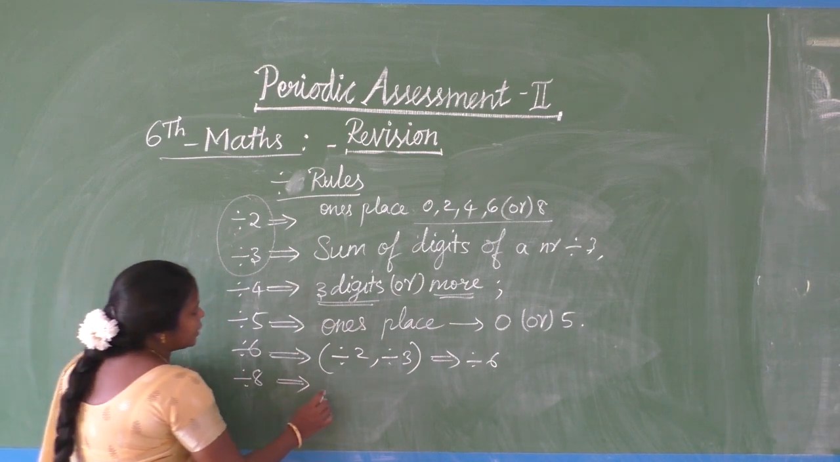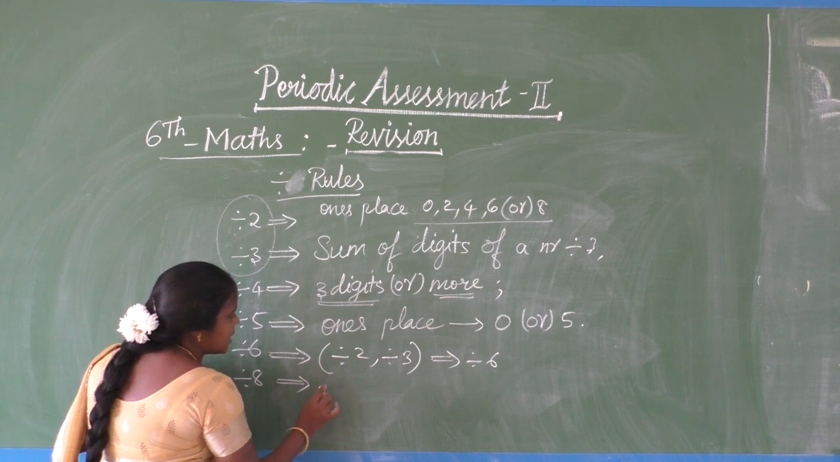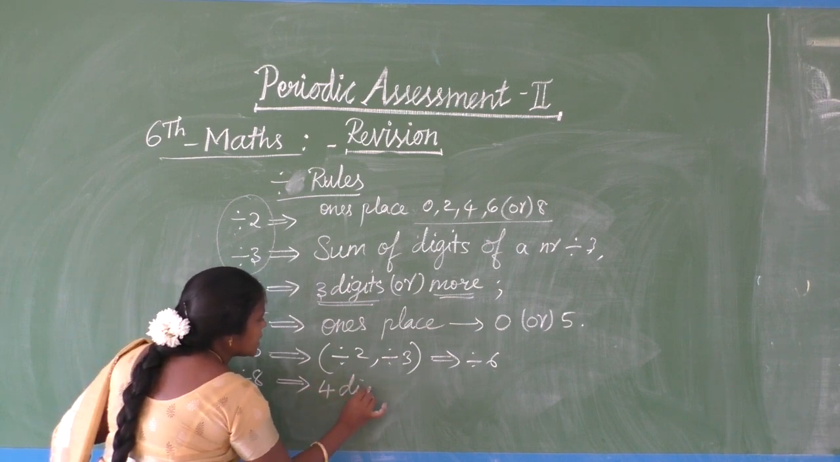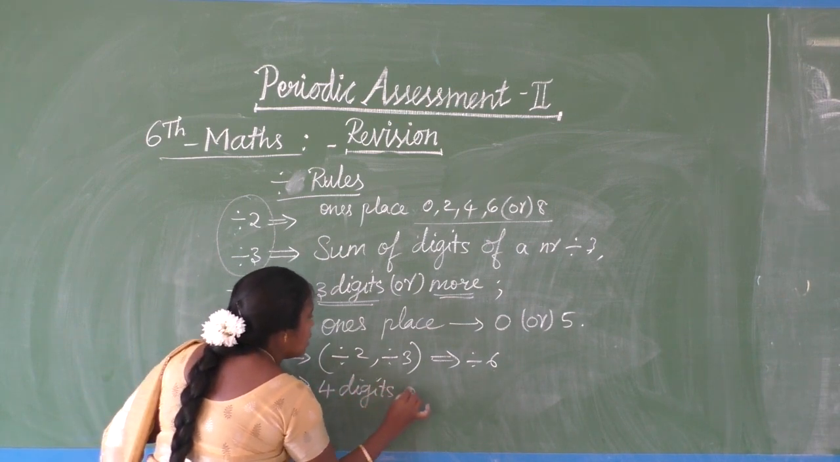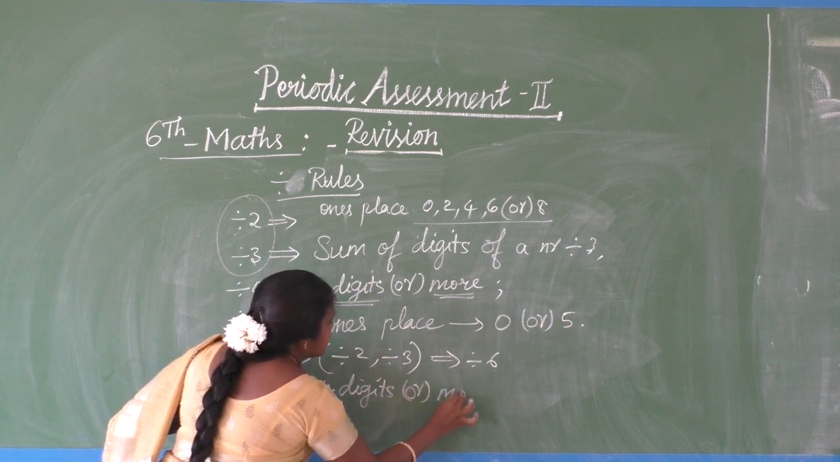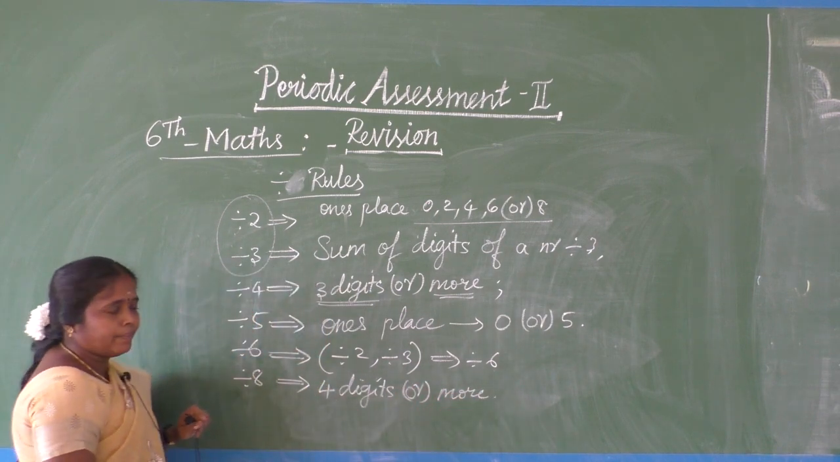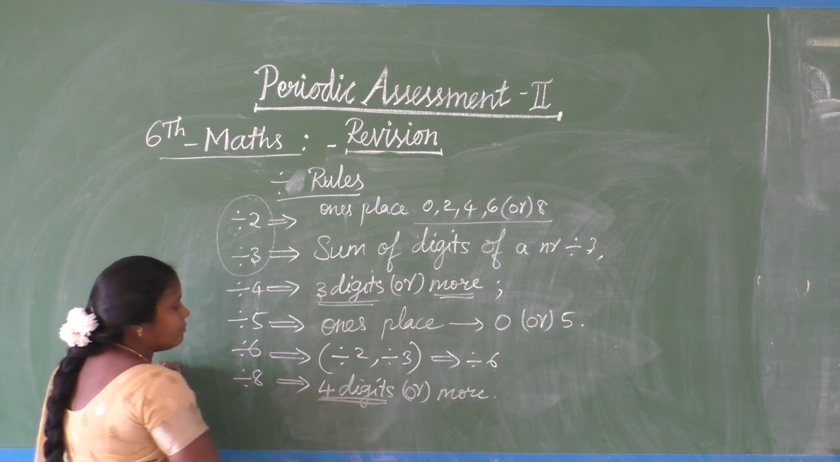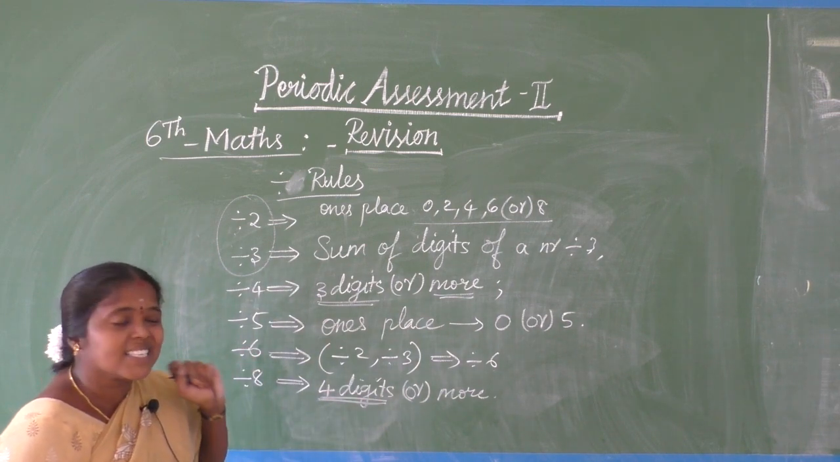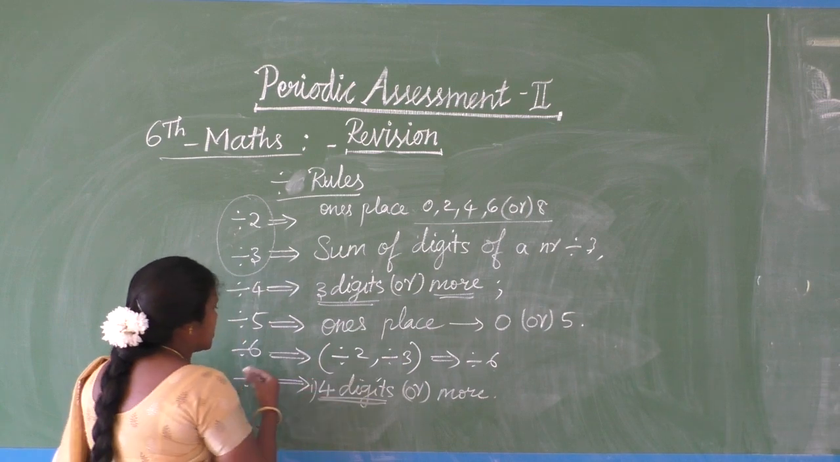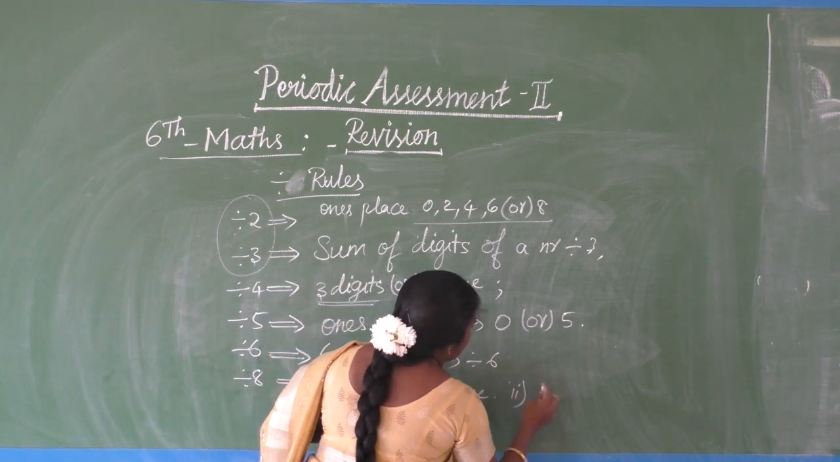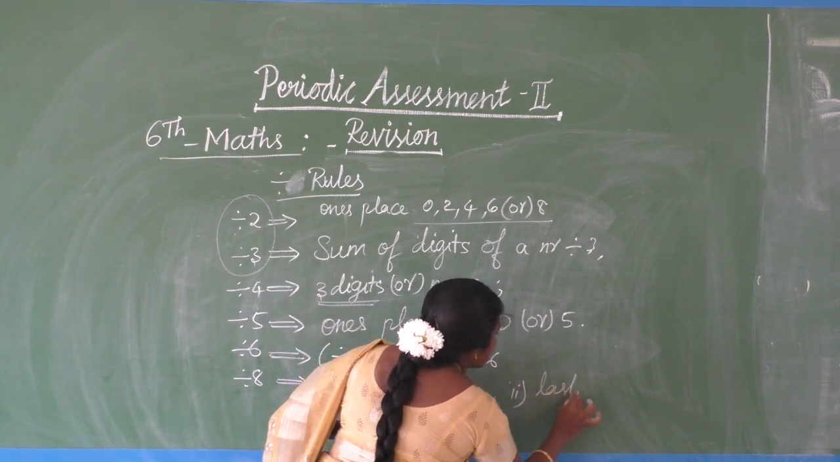Here two conditions they told. First condition, the number should have 4 digits or more. 4 digits or more than that the number should contain. And then we have to focus on the last 3 digits. This is the first condition. Then we have to focus on the last 3 digits.